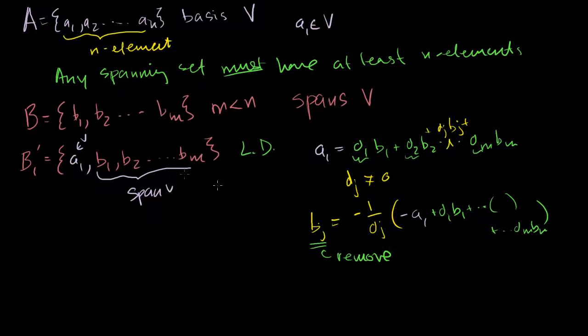And how do I know that? Because I can achieve him. By removing him, I don't lose anything. Because if I needed this vector to create some other vector, I can construct him with a linear combination of the rest of the B's plus my A1. So let's get rid of him. And let's call that set B1.